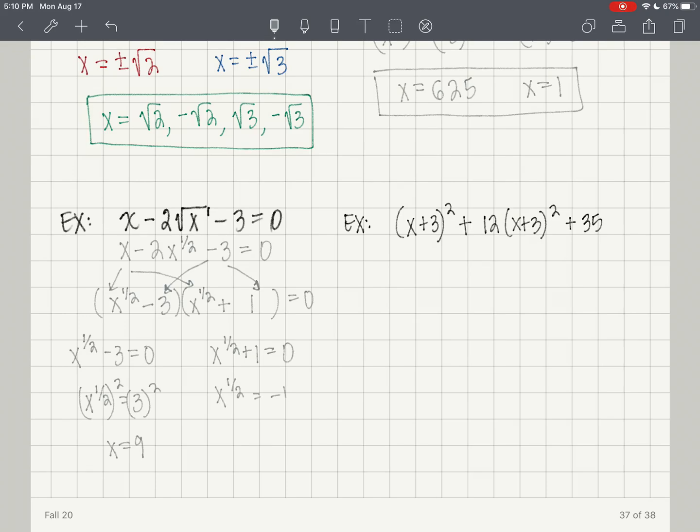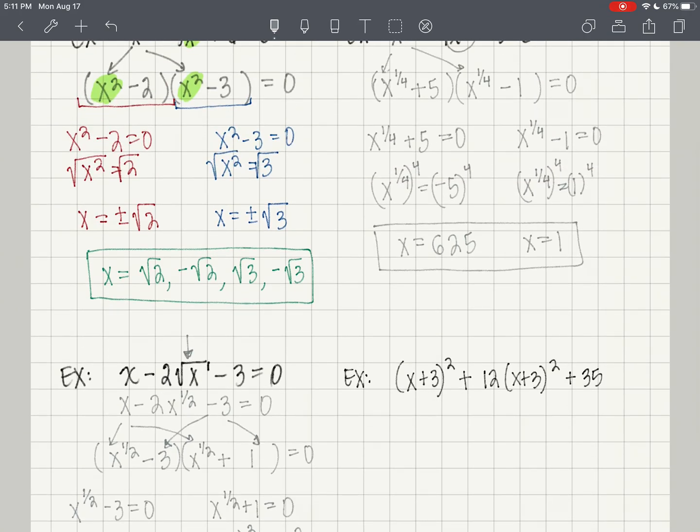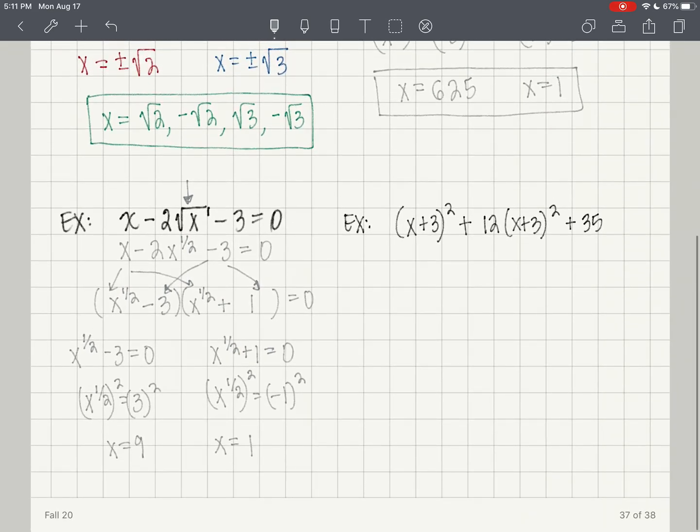X to the 1/2 equals -1. I'm going to square both sides, and I get x equals 1. So x equals 1 and x equals 9. Now, important here for us, because we had that radical right here, it's important that we check our answer.